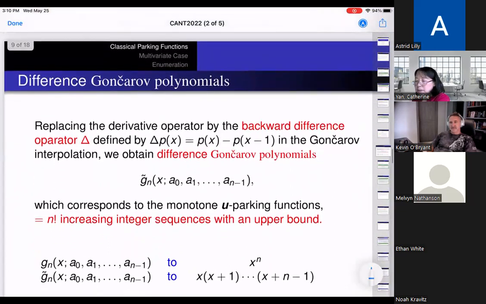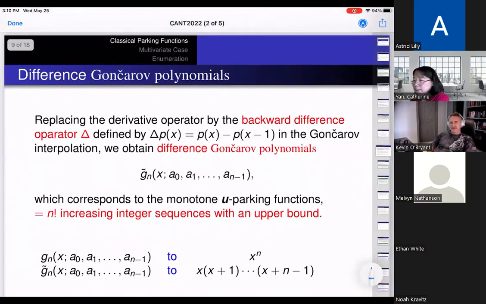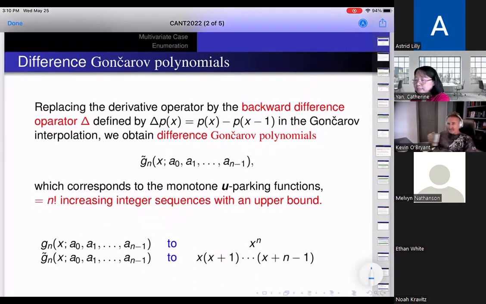So let's solve the parking function. And we're also looking for the other family we're interested in, the increasing parking function. The polynomial I just defined doesn't tell you how to count the increasing one, but that's actually not too different. All you have to do is, in the interpolation problem, replace the derivative by the backward difference operator.